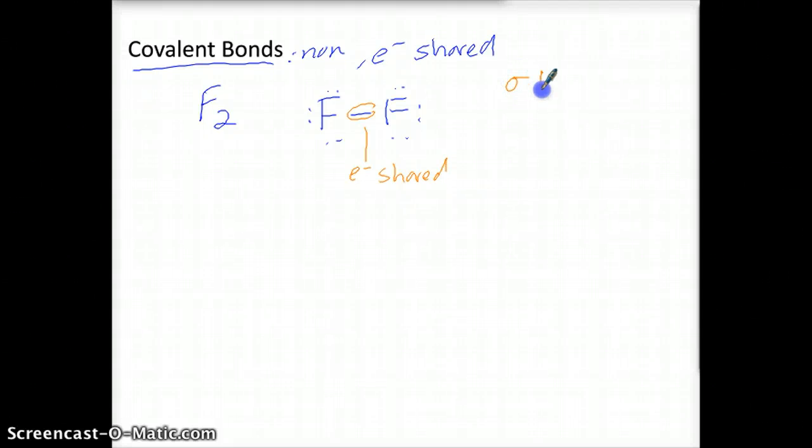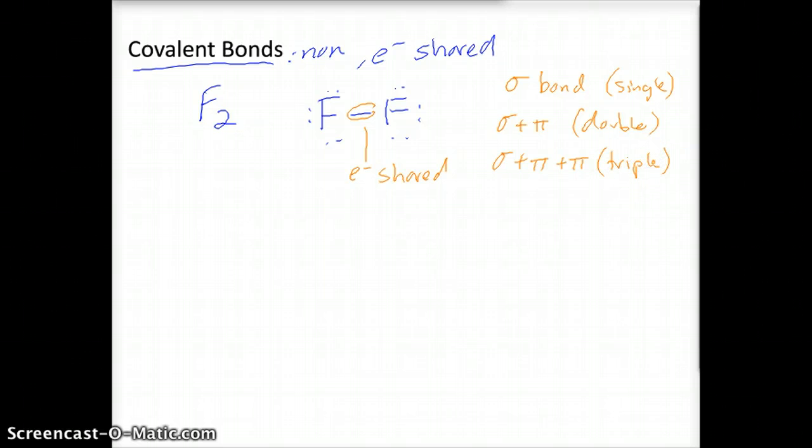A sigma bond is what happens when you have a single bond. If you have a sigma plus a pi bond, that's a double. And if you have a sigma plus 2 pi bonds, you get a triple. And remember, these form based on how orbitals overlap. When orbitals overlap directly, they make sigma bonds. Indirectly, they make pi bonds. We need to know how these are related to each other.